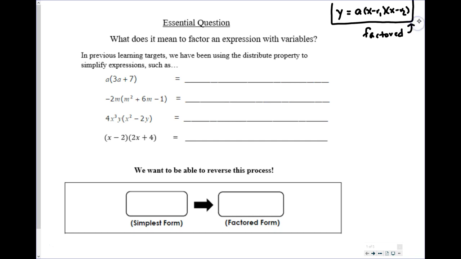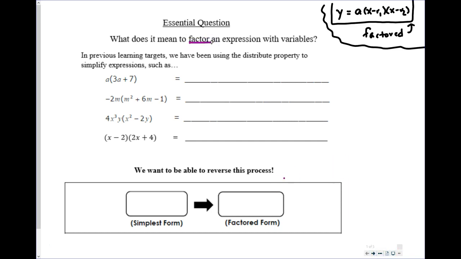Okay, and this is important because this leads us into our entire unit, which is just a unit on factoring. So I want you to keep this in the back of your head as we go into this unit. Our essential question is, what does it mean to factor an expression with variables?